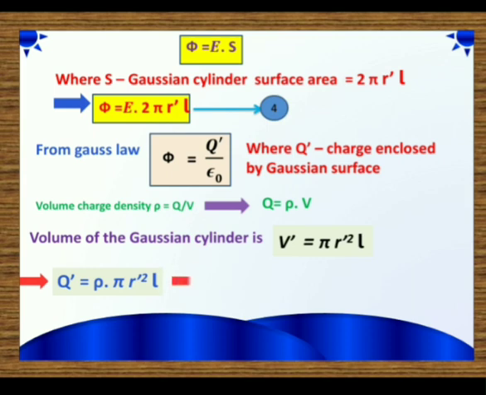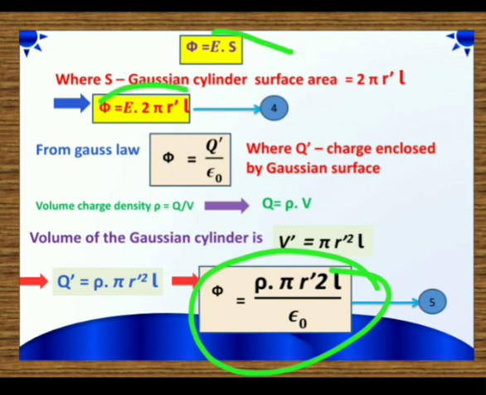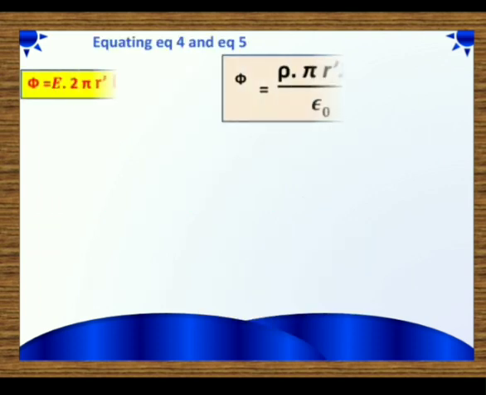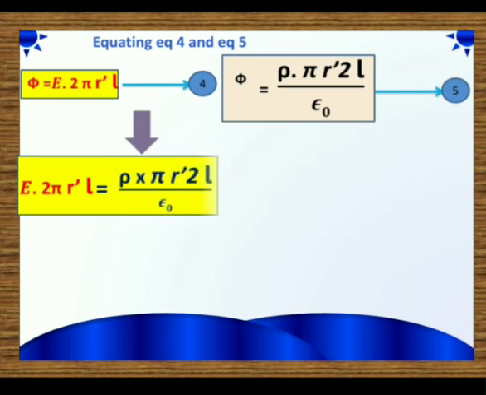Now what about q? q is equal to rho into v, pi r prime square L. If I substitute this one, then what is my Gauss law? Phi is equal to rho pi r prime square L by epsilon naught. This is my Gauss law, but both are phi only, so equate these two equations, equation 4 and 5. If I equate these two, what will I get? E into 2 pi r prime L is equal to rho into pi r prime square L by epsilon naught.